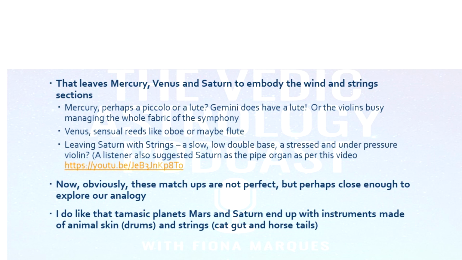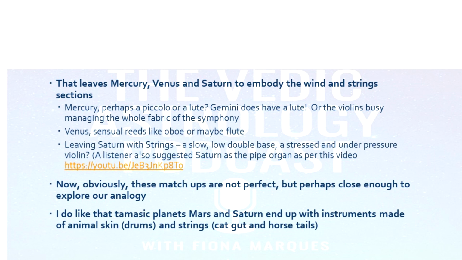Venus, I'm thinking like the sensual reeds, like the oboe or maybe a flute, sensual wind instrument. Leaving me with Saturn as the strings. That is a slow, low double bass, or maybe even like stressed under pressure violin can be really jarring, you know. So you may agree with those matchups or not.